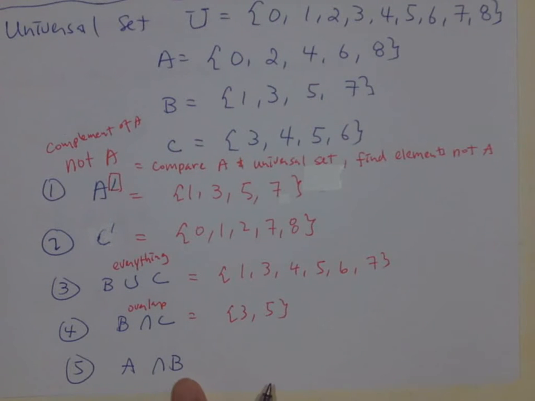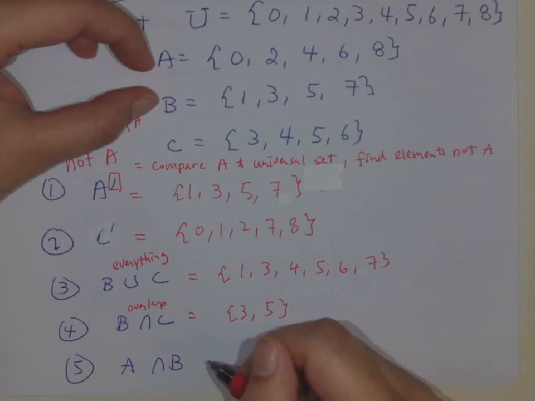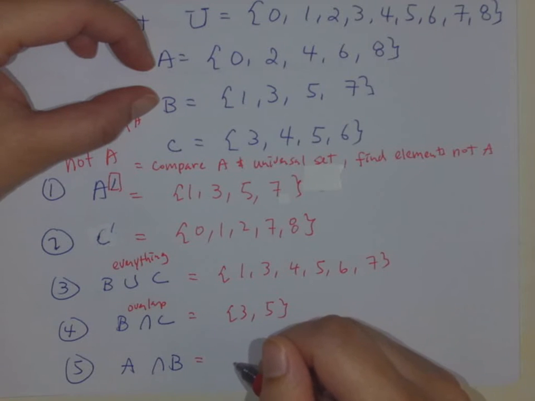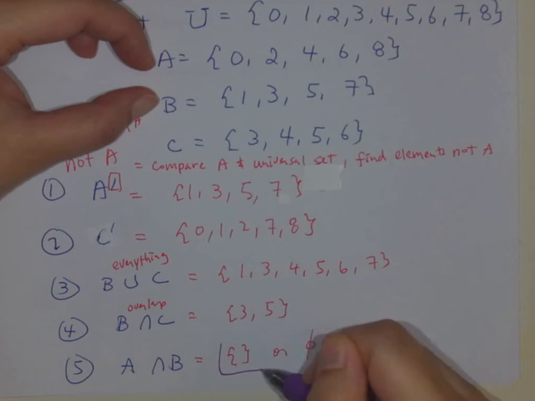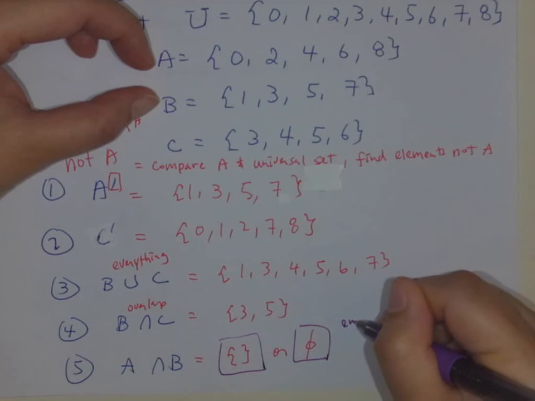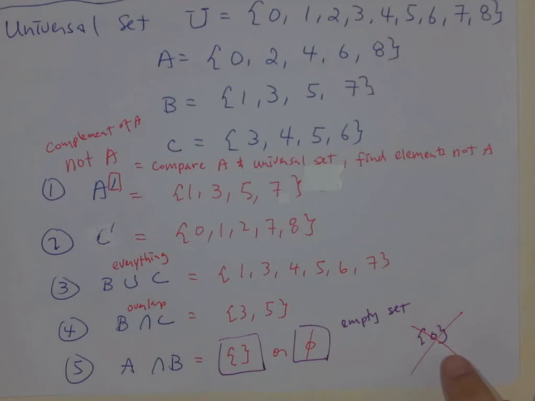How about this one? A and B. Do they have anything in common? It looks like they have nothing in common. So in this case, it's going to be an empty set. So you can write that as the curly brackets with nothing in them, or this symbol also represents the empty set. So these two are the answer. But you should not do this, okay? This is not correct. This is not the empty set, okay? This means you have one element, which is 0. So these are some of the operations. Hopefully you have seen that before.